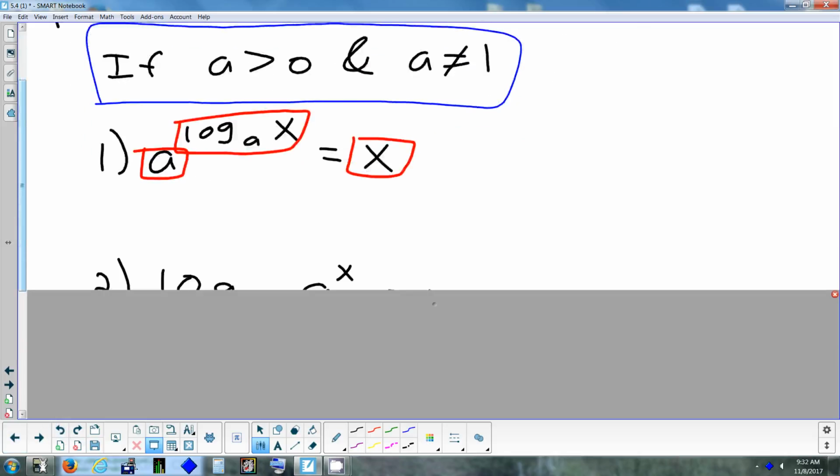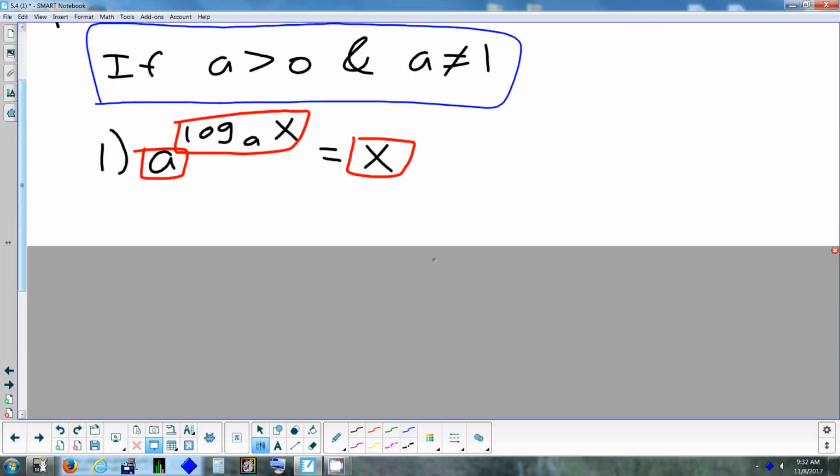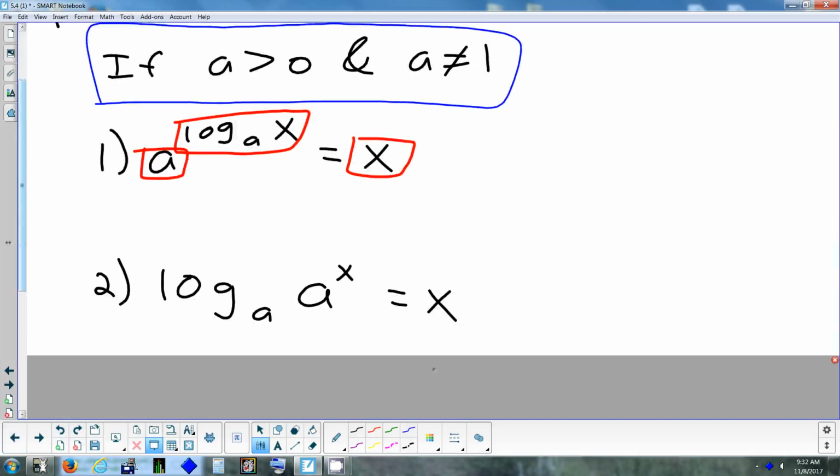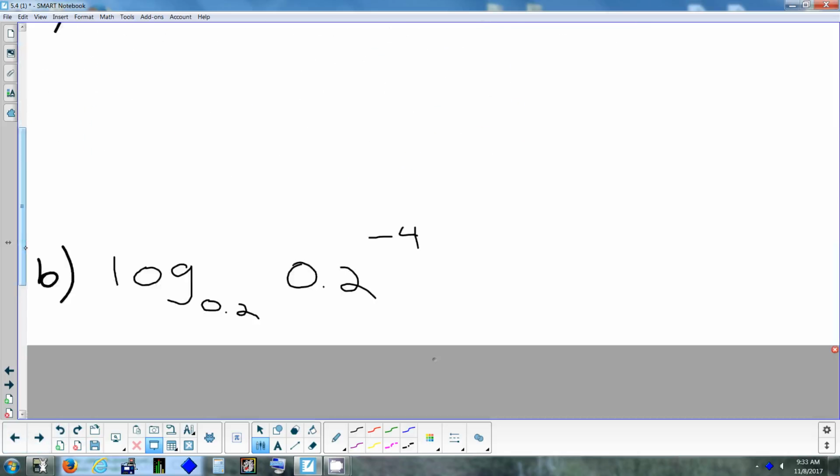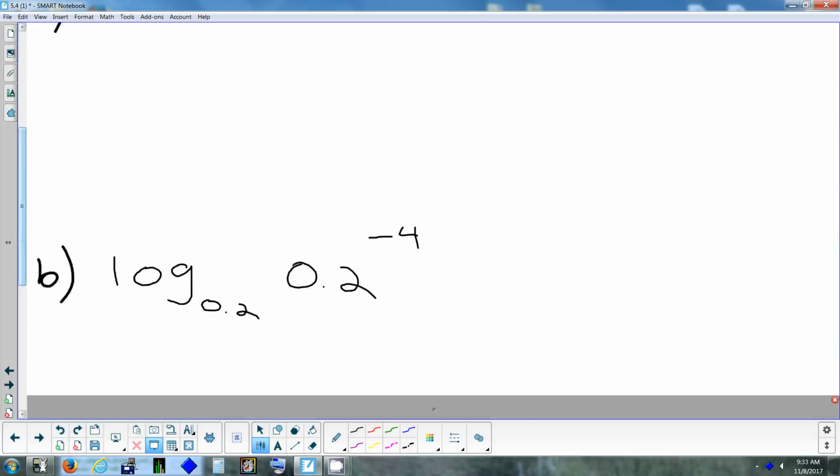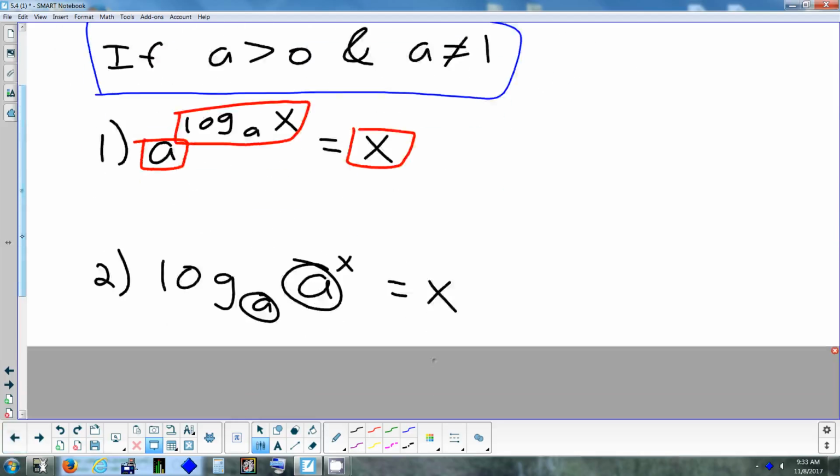Okay, another special pattern. That's more of an exponential pattern because you have a base to a power equals x. This one's a little different. This is a log pattern. You have log, base of something, argument of something. And the same idea happens: if these two numbers match, like in this problem, this part cancels itself out, and the answer is whatever was sitting right there.